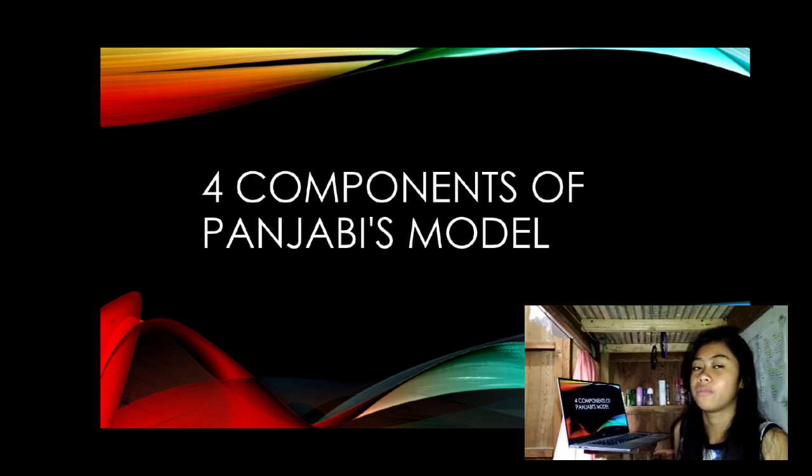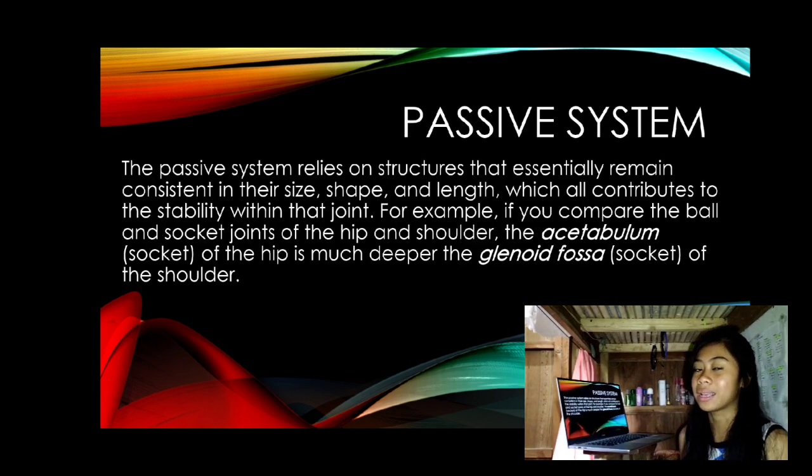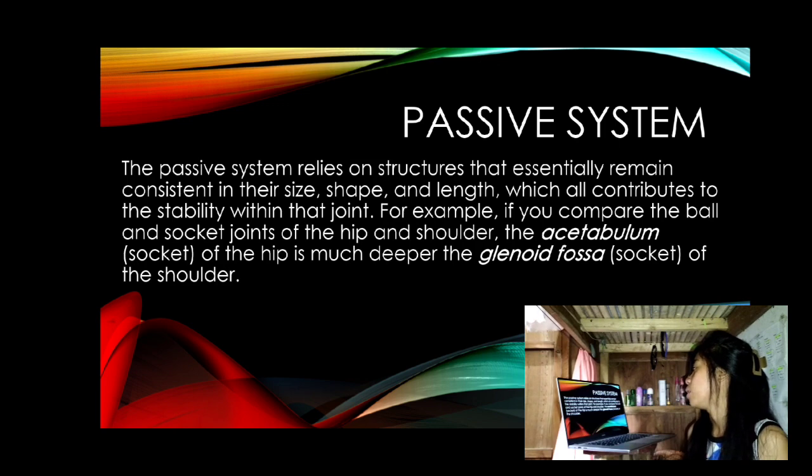The four components of Panjabi's model. First is the passive system. The passive system relies on structures that essentially remain consistent in their size, shape, and length, which all contribute to the stability within that joint. For example, if you compare the ball and socket joints of the hip and shoulder, the acetabulum, or the socket of the hip, is much deeper than the glenoid fossa, or the socket of the shoulder.